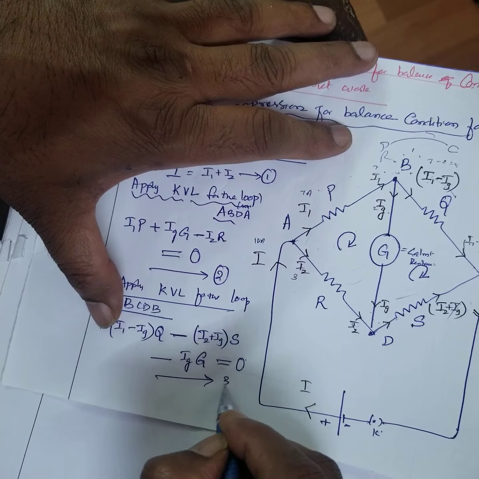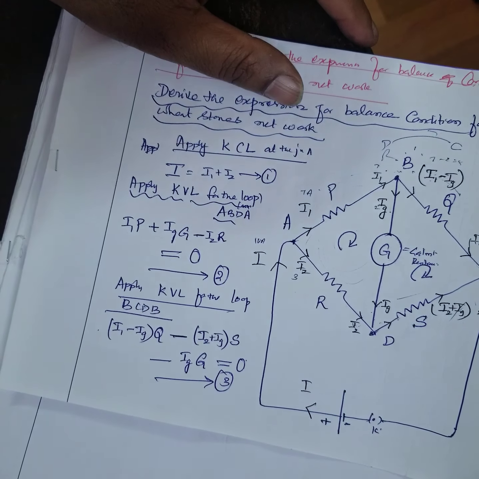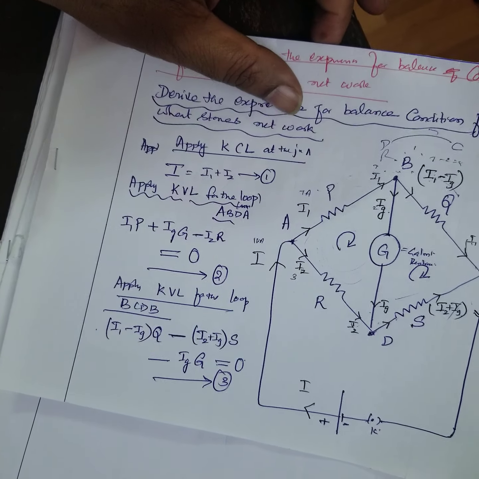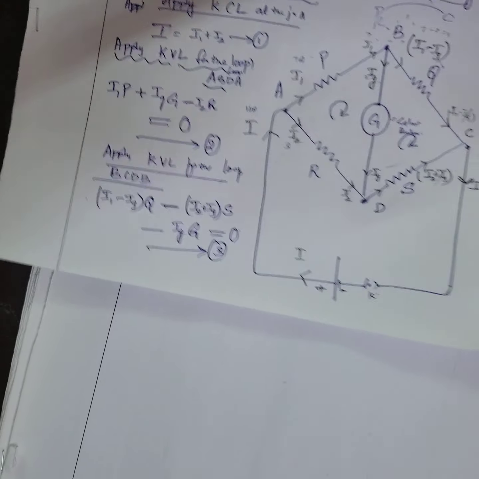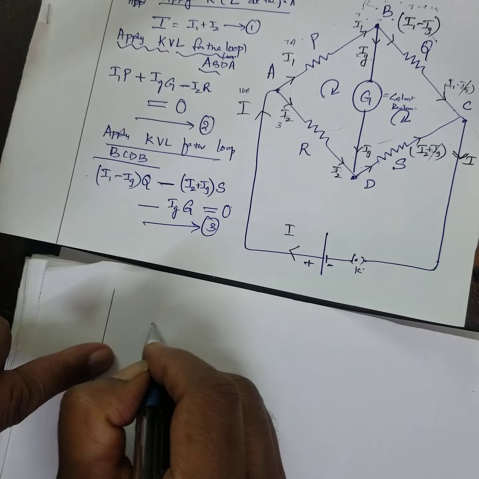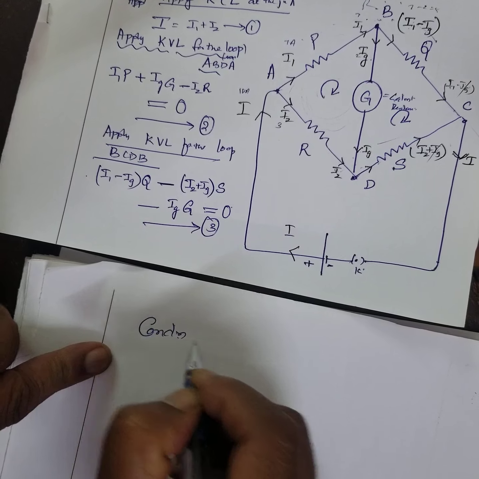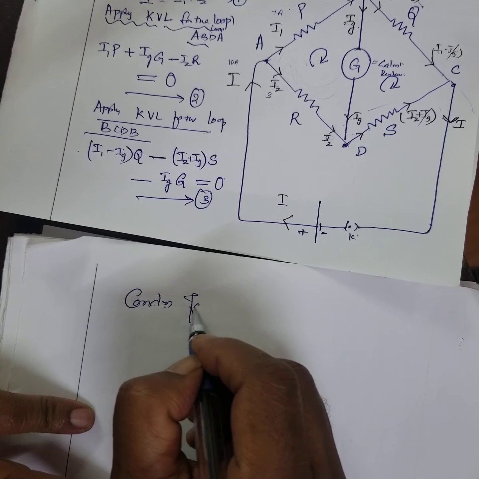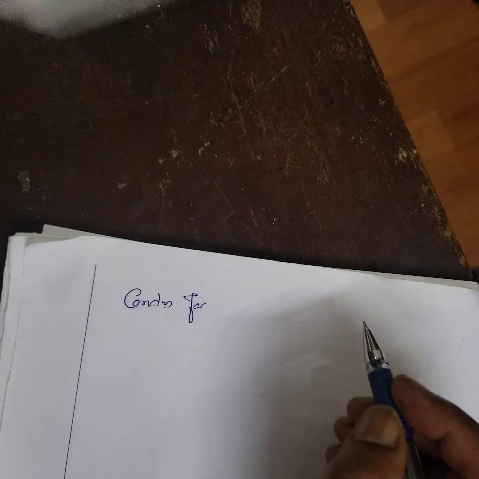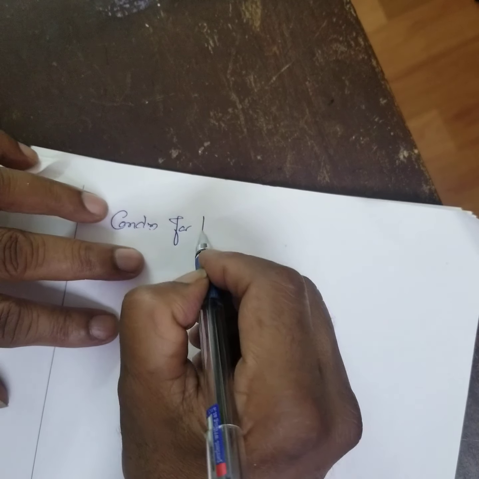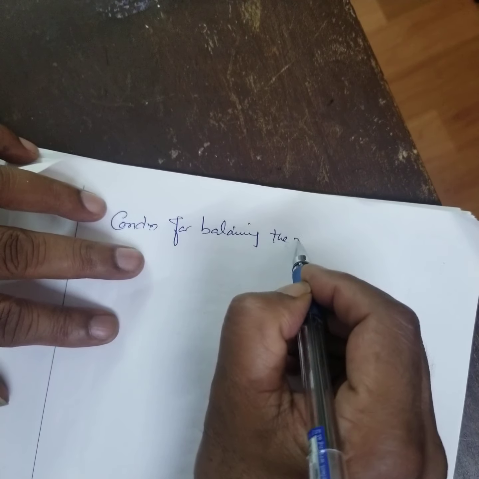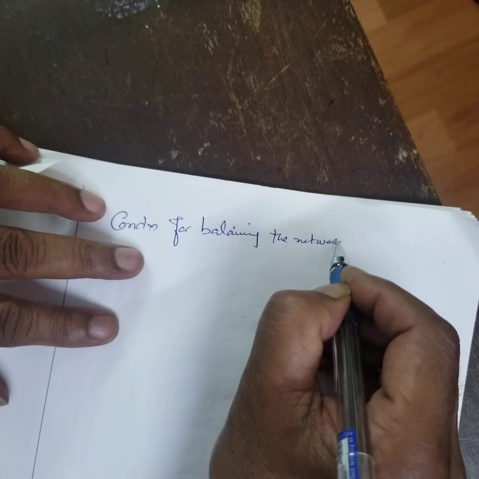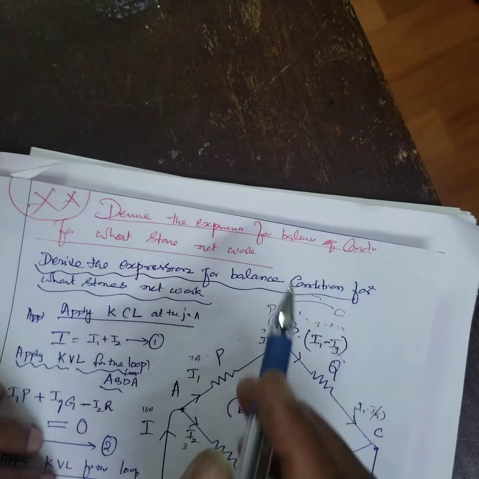What is this? This is the third equation. Now, here, what is the balancing condition? Condition for balancing the network. See, what is the condition for balancing?